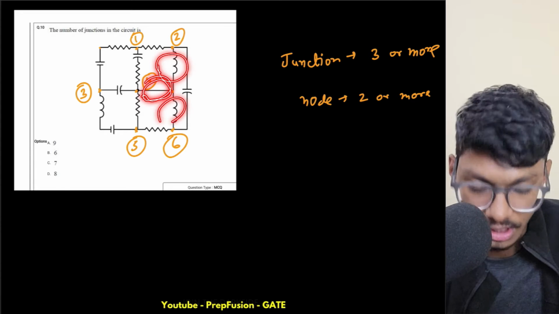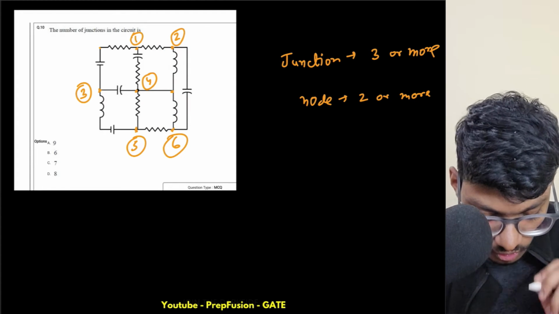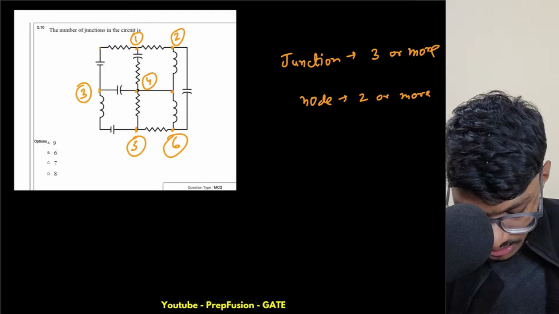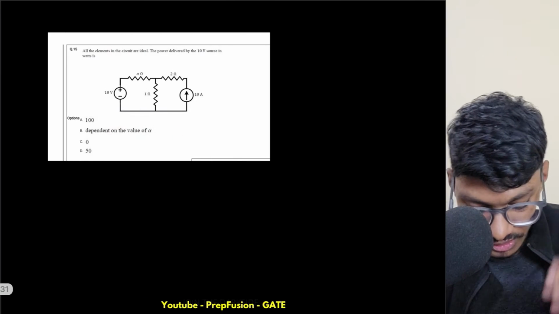Here I have an inductor, here I have an inductor, so I only have 2 inductors. So this is not a junction. So the total number of junctions is 6. So my answer will be B. Okay, the answer for this question will be B. So these two questions were simple.